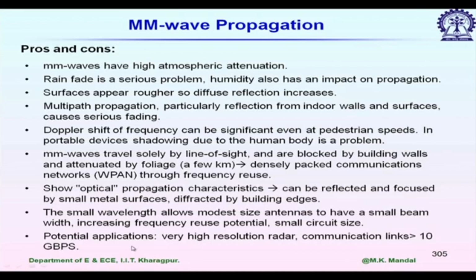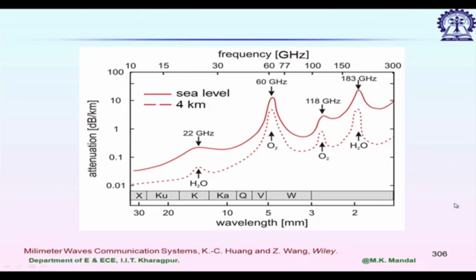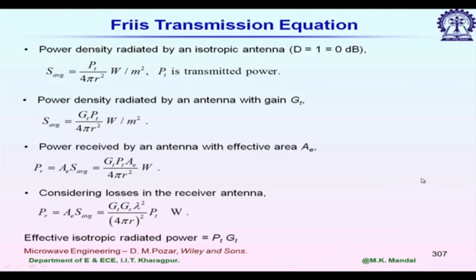Typical potential applications are very high resolution radar and communication links of even more than 10 Gbps. Now, people are talking about 5G wireless communication, and nobody knows what the final frequency will be, but obviously it would be at millimeter wave frequencies due to these advantages. So, next we will see the Friis transmission equation.